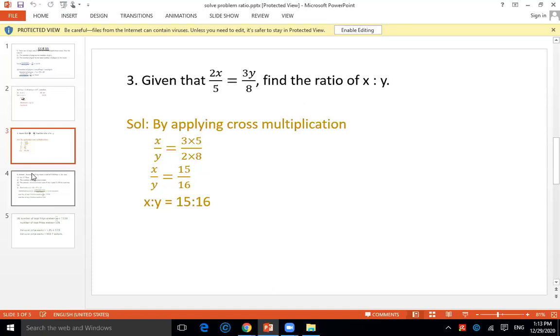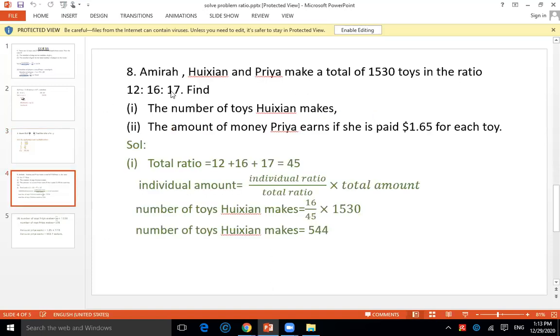Now the next question, question number 8 from your book: Amira, Hussein and Priya make a total of 1530 toys in the ratio of 12 is to 16 is to 17. Find the number of toys Hussein makes. Now what we will do here, first we have to find out the total ratio. These are the individual ratios. We need to add these three ratios to find the total ratio. So the total ratio here is 45. We have added all the individual ratios.